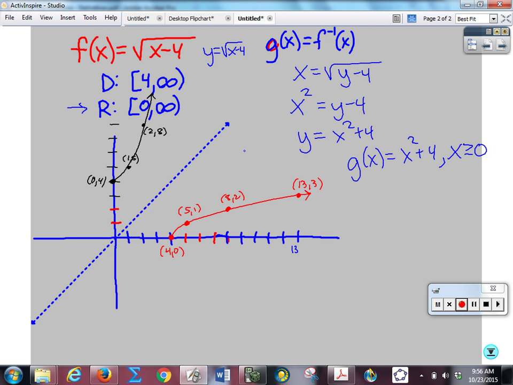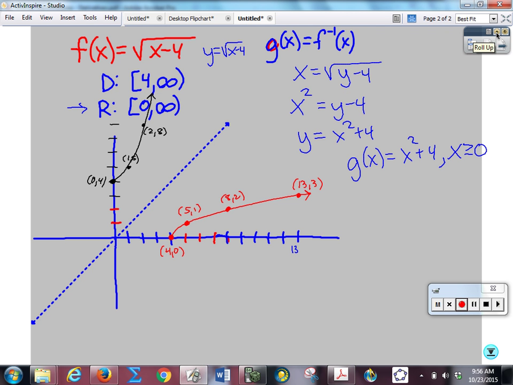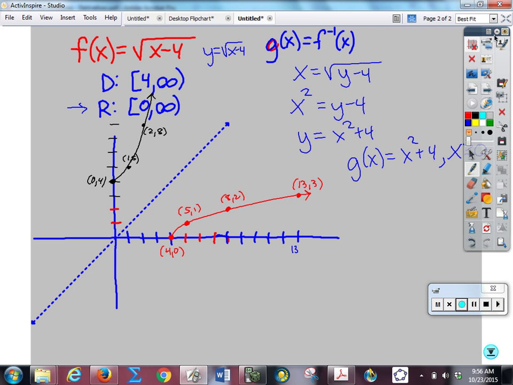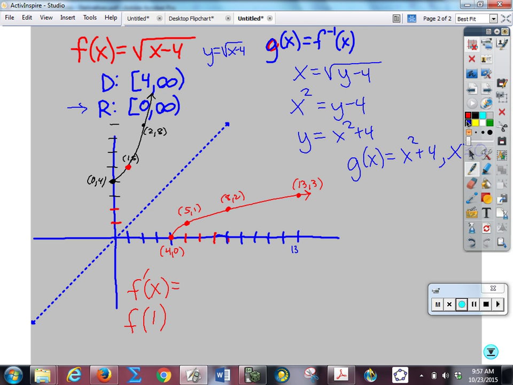Okay, the thing I want you guys to do next is two things. I want you to find f prime of x, and after you find f prime of x, I want to look at the relationship between 2 points that correspond between inverses. So we're going to look at this point right here. I want you to find the slope of the tangent line right here at 1. And after you do that, I want you to find g prime of x, which is this one right here.